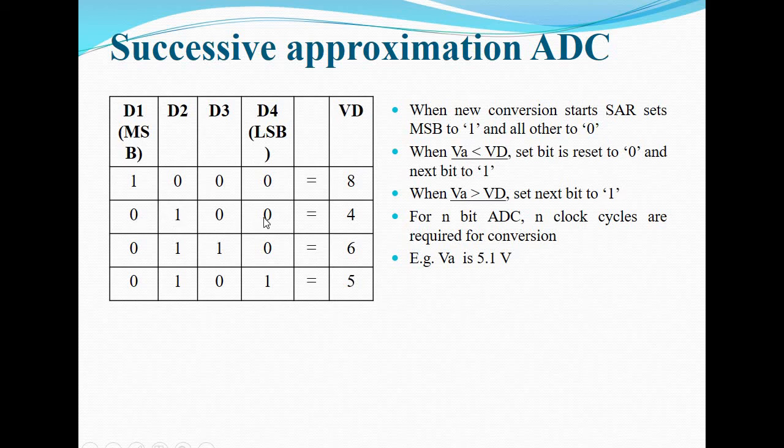So we have seen the second iteration. Now for the third iteration, we keep the 1 and set the next bit as 1. So here the next bit is 1, giving 0, 1, 1, 0. That is the third iteration. The decimal value comes out to be 6.